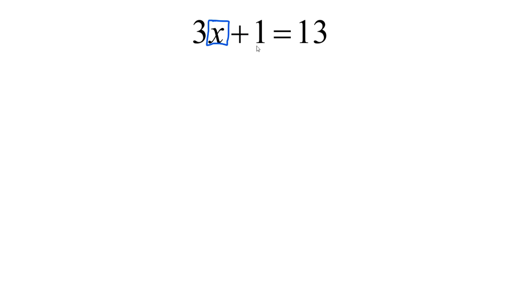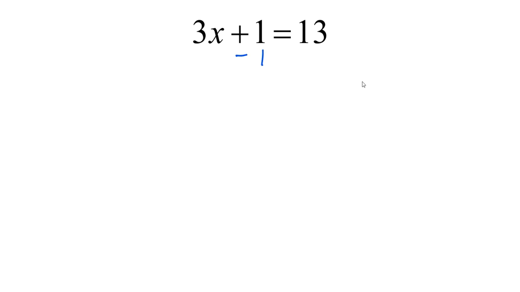If this is my present, this is farther away than the 3. The 3 is touching the x. The 1 is not. So we're going to work with what's farthest away first. So to get it away from that variable, we have to do the opposite operation. Right now we have a plus 1, and the opposite operation would be to subtract 1. So I'm going to subtract 1.